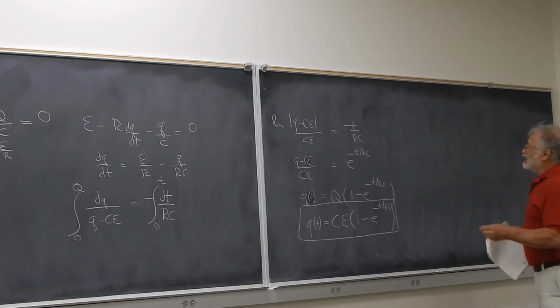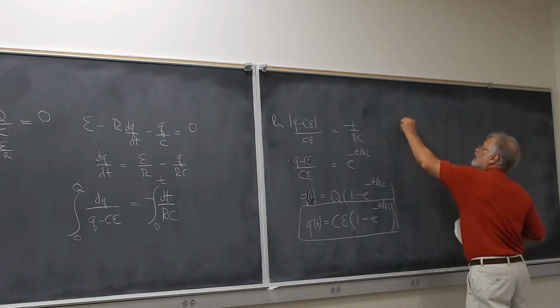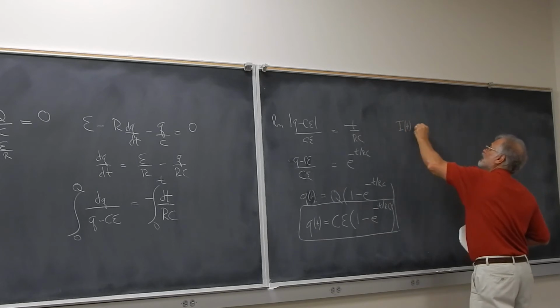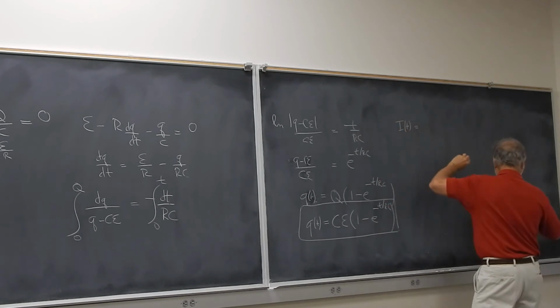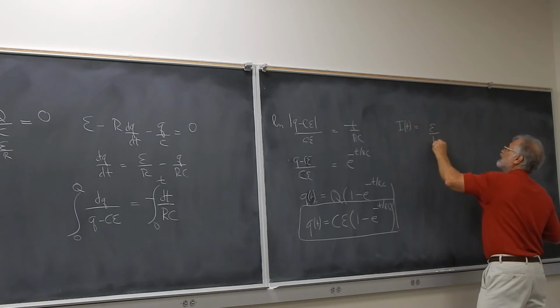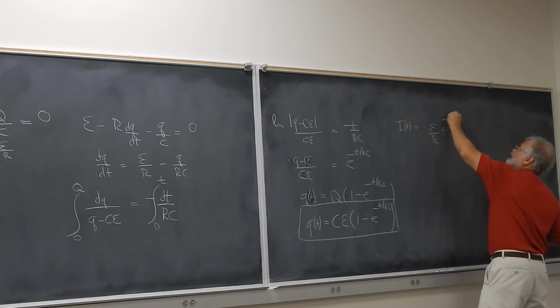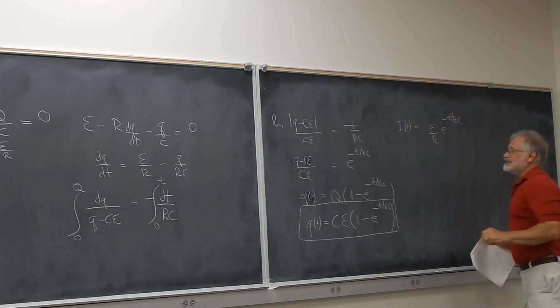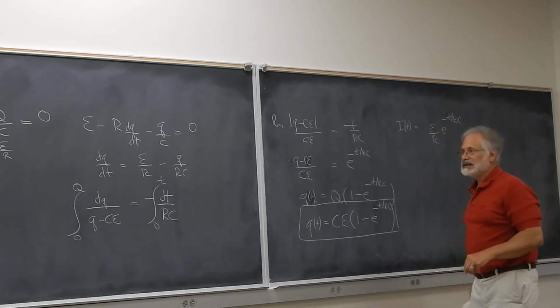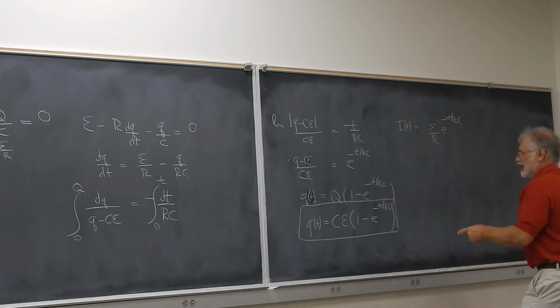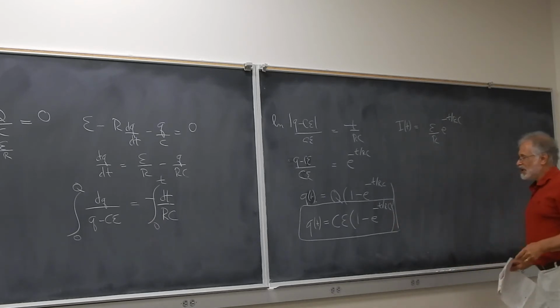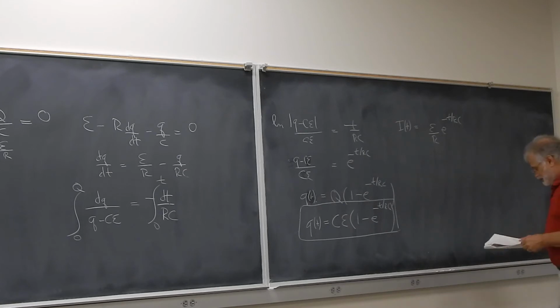The current then, I can take a time derivative. The current as a function of time looks like E over R, e to the minus t over RC. So you have an exponentially decreasing current through the resistor while you have this increasing charge on the capacitor.